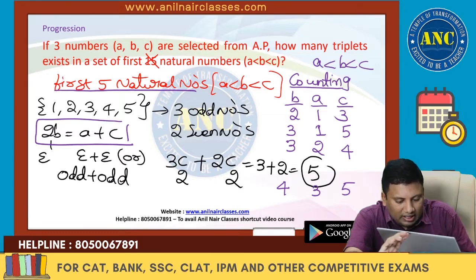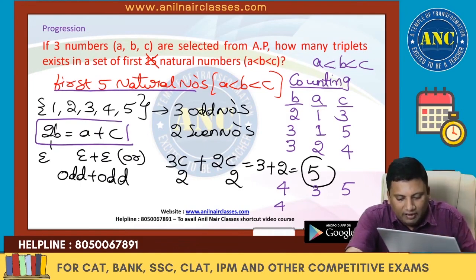4, what is the other case that is present? 8 equivalent to 3 plus 5. If a is 4, a less than b less than c. No. b is nothing but 5. 2 into 5, 10. 10 means a value it is 4 and c value it will be 6. This case it is not possible.